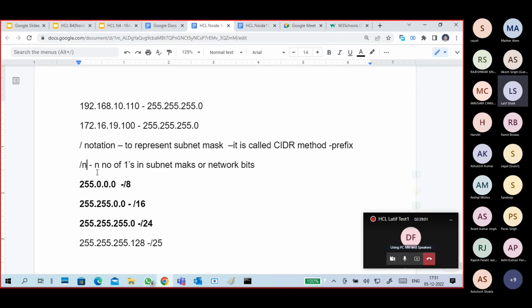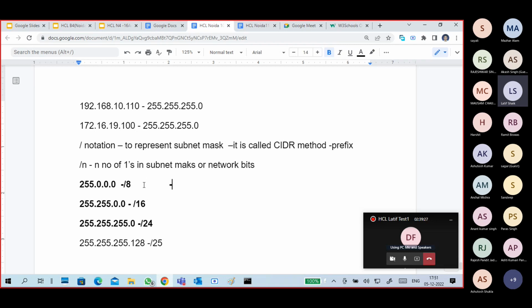So how will this prefix come up? It depends upon the number of ones in your subnet mask. This is the default subnet mask, right? 255.0.0.0: 255 means 8 ones, so /8. 255.255 means 8 and 8, totally 16 ones are there.